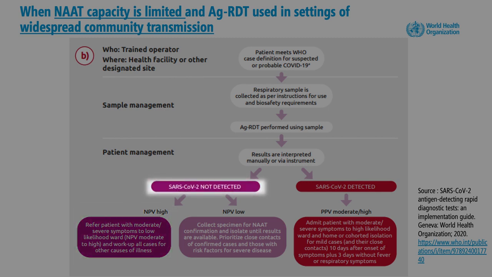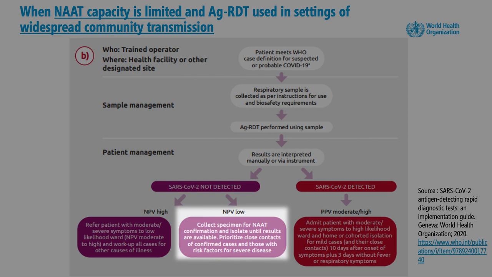If SARS-CoV-2 is not detected and the concern of possible infection is low and the negative predictive value of the test is low, a sample for a molecular test such as RT-PCR should be taken and the patient should be isolated until the results are available.